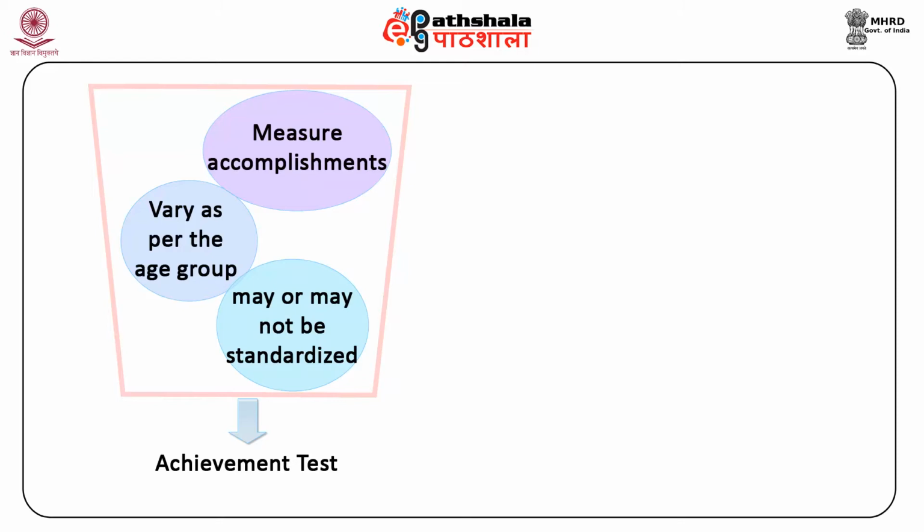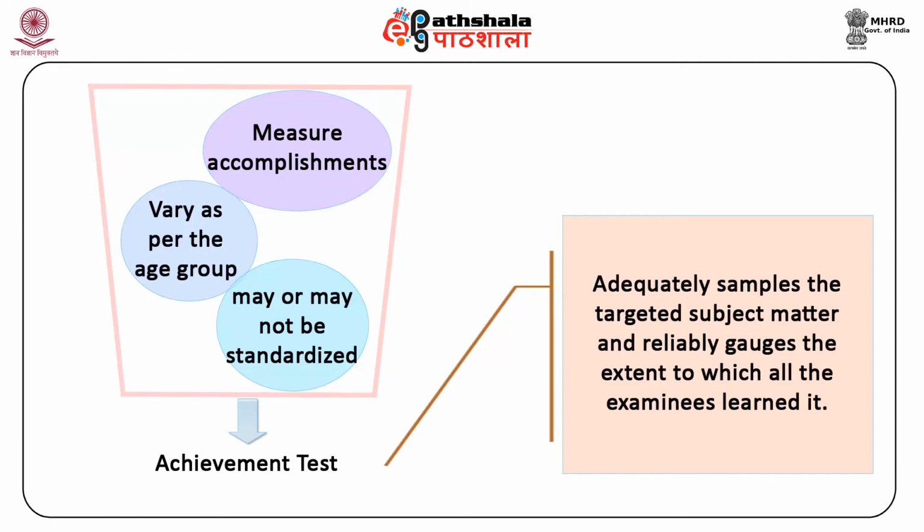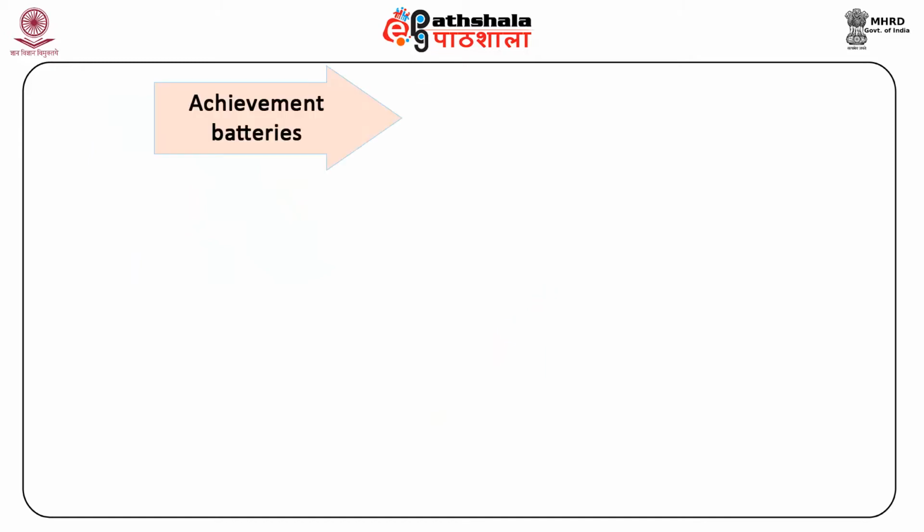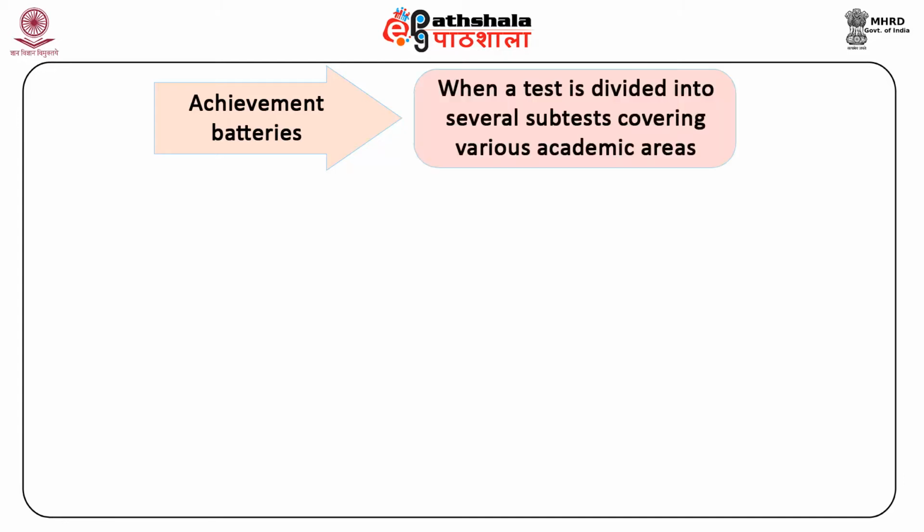Achievement test may or may not be standardized, be it a pop-up quiz in class or a common entrance exam for engineering. An achievement test is one that adequately samples the targeted subject matter and reliably gauges the extent to which all the examinees learned it. Measures of general achievement. Measures of general achievement may review learning in one or more academic areas. When a test is divided into several subtests covering various academic areas, they are referred to as achievement batteries.